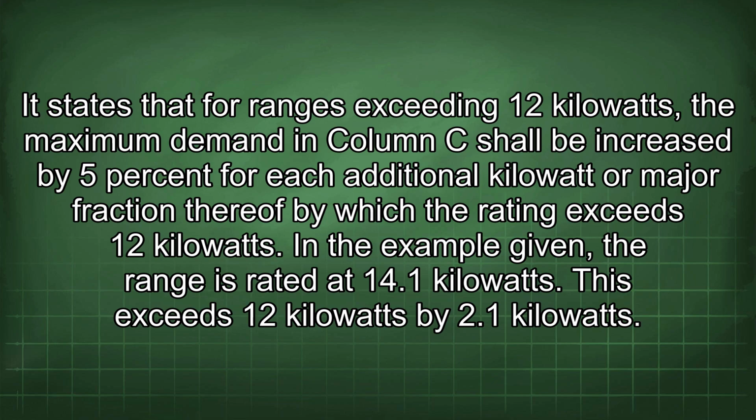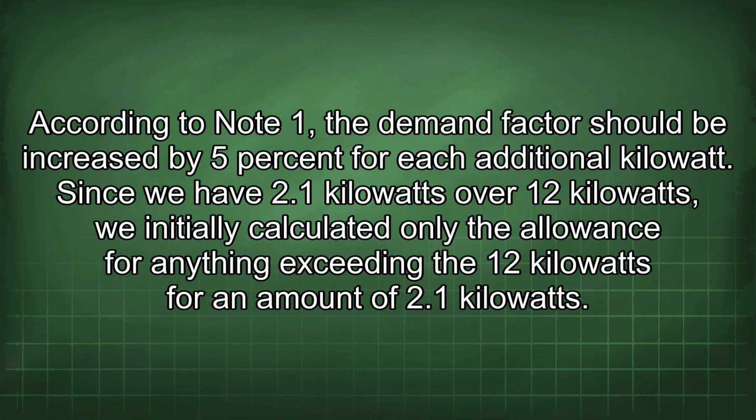It states that for ranges exceeding 12 kilowatts, the maximum demand in column C shall be increased by 5% for each additional kilowatt or major fraction thereof by which the rating exceeds 12 kilowatts. In the example given, the range is rated at 14.1 kilowatts. This exceeds 12 kilowatts by 2.1 kilowatts. According to Note 1, the demand factor should be increased by 5% for each additional kilowatt. Since we have 2.1 kilowatts over 12 kilowatts, we initially calculated only the allowance for anything exceeding the 12 kilowatts for an amount of 2.1 kilowatts.